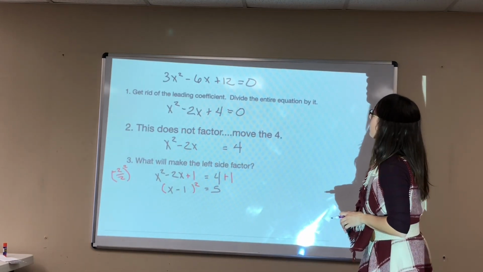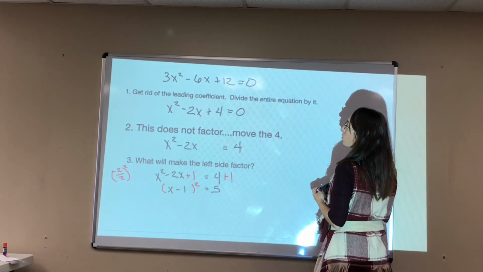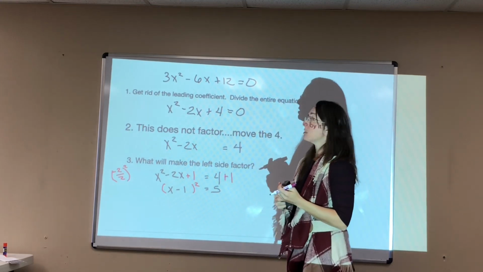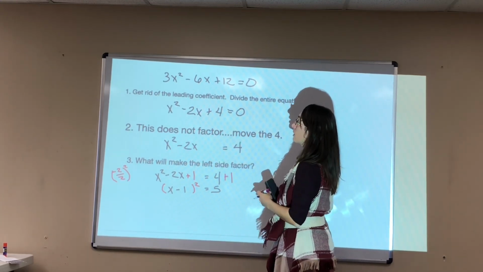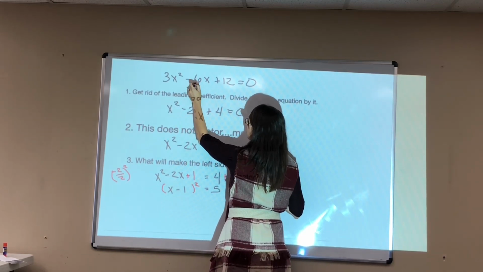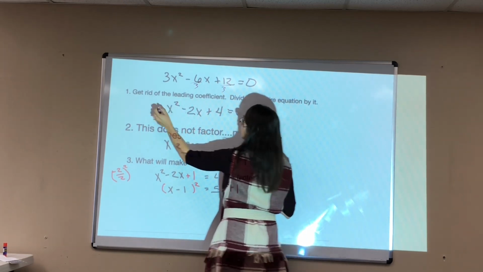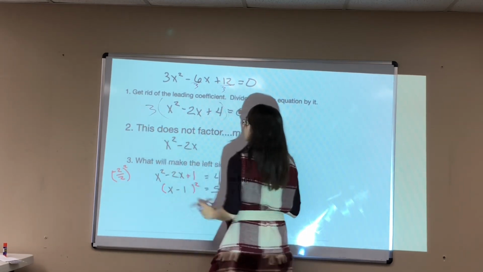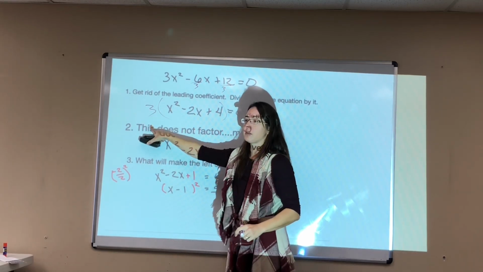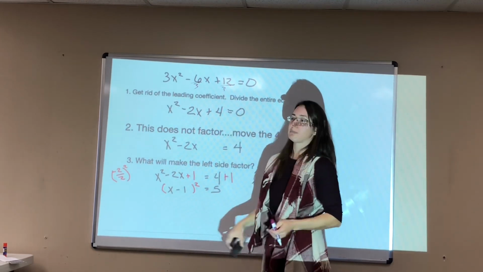Okay? So in this one, let's look at it. 3x squared minus 6x plus 12. The first thing we want to do is try to get rid of our leading coefficient. So we're going to divide the whole thing by 3. 3 divided by 3 is 1. Negative 6 divided by 3 is negative 2. 12 divided by 3 is 4. So here's our new equation. The reason I got rid of this 3 in the first place is 0 divided by 3 is 0, so it doesn't change anything. It doesn't make a solution.